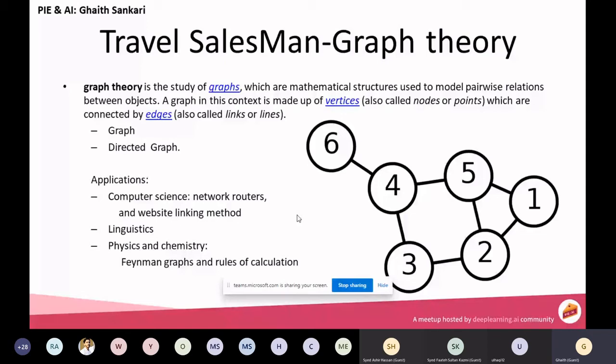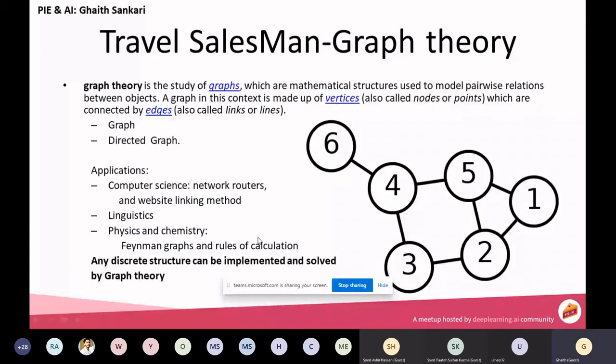There is one famous example called the Feynman graph. It's from Richard Feynman, the famous physicist, the scientist of physics, sorry, for rules and calculation. Exactly, it's used in physics. At the end, any discrete structure can be implemented and solved by graph theory. I have some doubts about the word "any", but at the end, yes, really, it has a lot of applications.